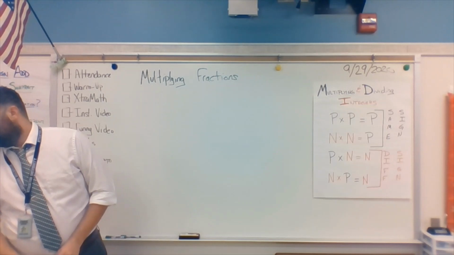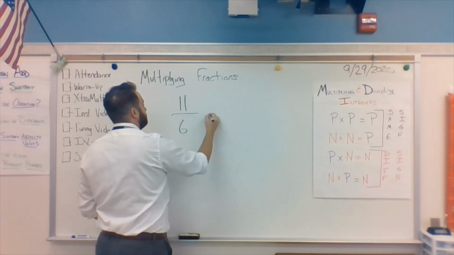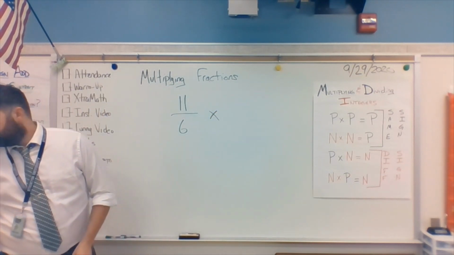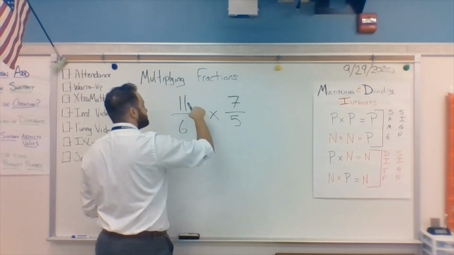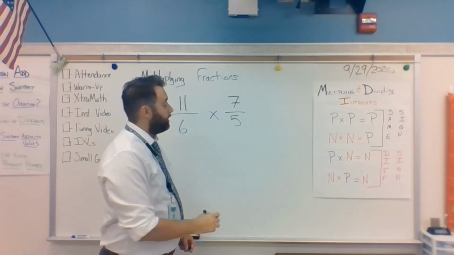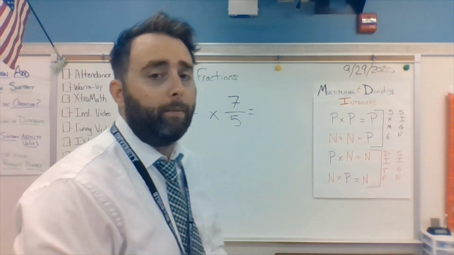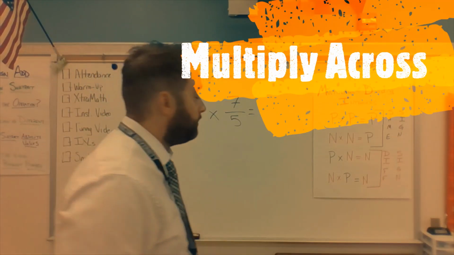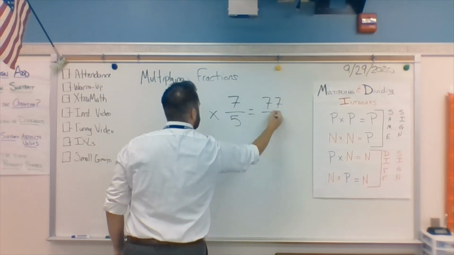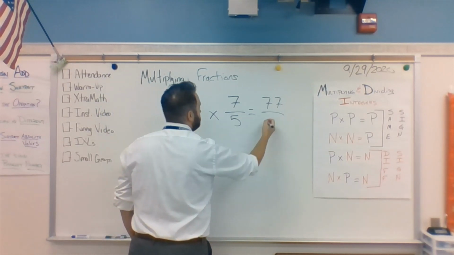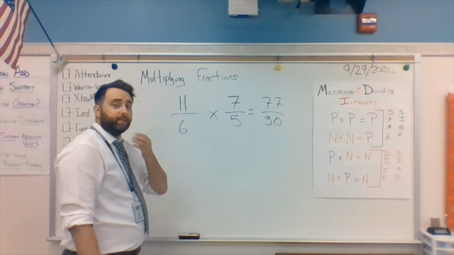Next problem. 11 over 6 multiplied by 7 over 5. Now, what did I say you have to do for multiplying fractions? You simply multiply across. Very good. 11 times 7 is 77. 6 times 5 is 30. Now let's convert.